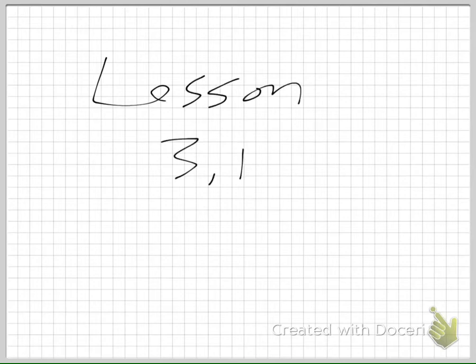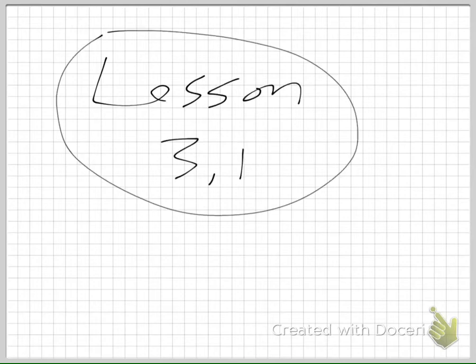All right, this is the beginning of the first mountain in algebra. This is lesson 3.1, graphing linear equations. Sounds ugly, right? Graphing linear equations. Like, oh man, three big words. I will show you the basic gist of this.